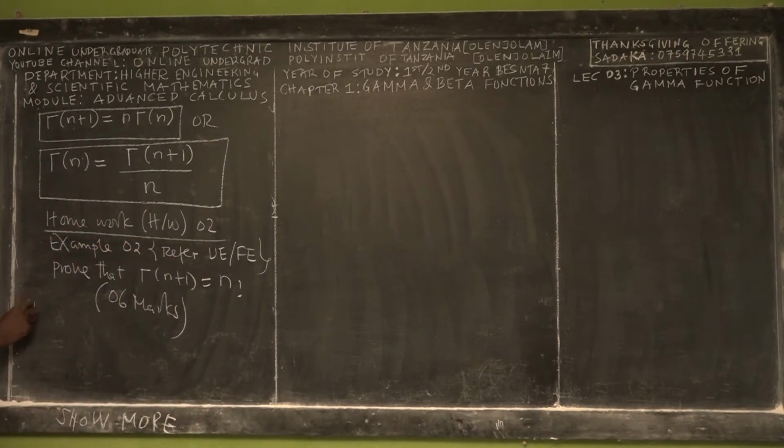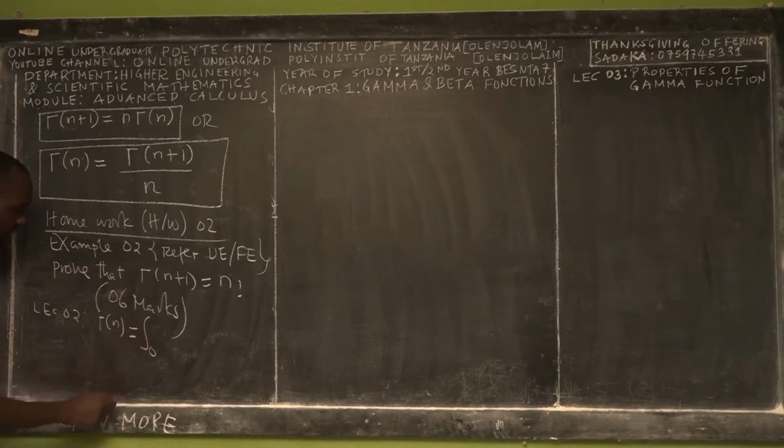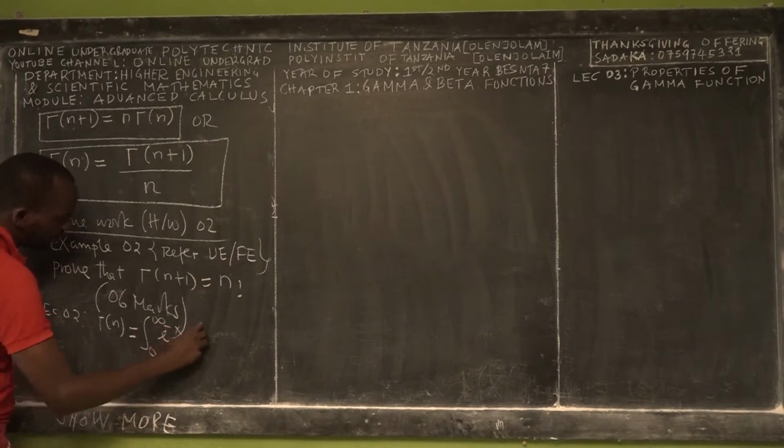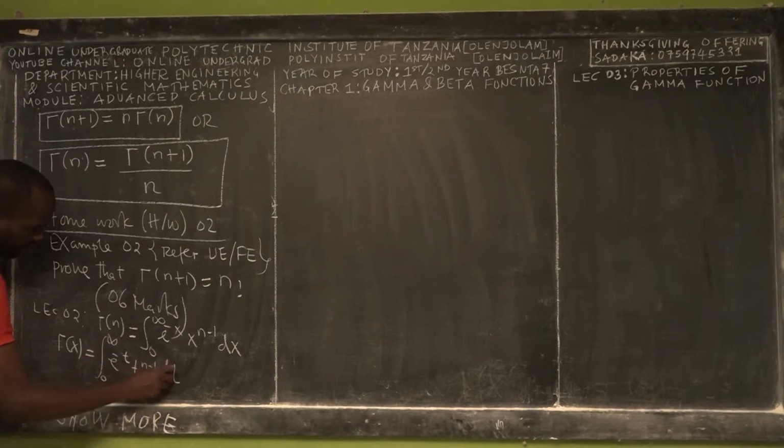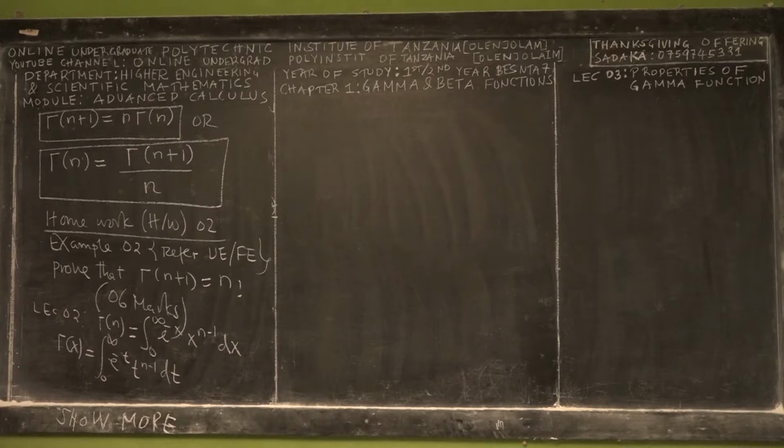So in lecture 2, basically we focused on two concepts. The first one is the definition, the general formula of gamma of n. This is equal to the integral from 0 to infinity of e to the negative x, x to the n minus 1 dx. Or we can define it as a function of x: gamma of x is equal to a special type of improper integral, e to the negative t, t to the n minus 1 dt. So these are the general formulas of the gamma function.